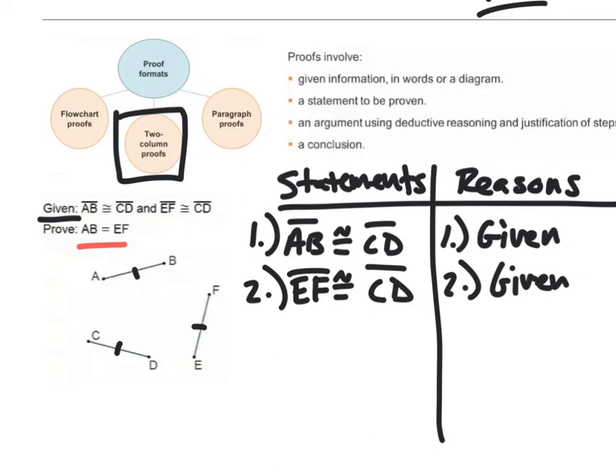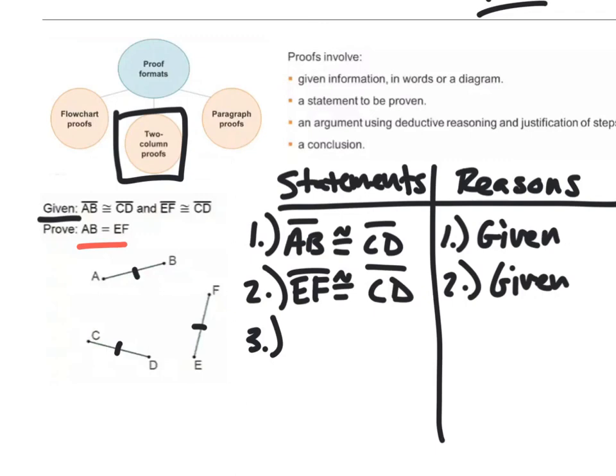What property is that? Look at your last page. Symmetric? No, the transitive. AB is congruent to CD, right? It's a transitive. EF is also congruent to CD, but we concluded that this has a tick mark, so then this one also has a tick mark.